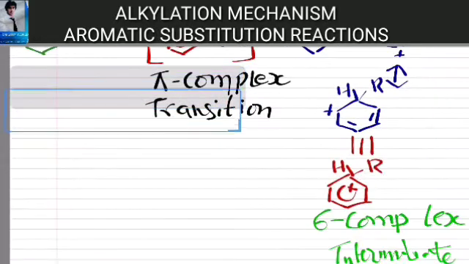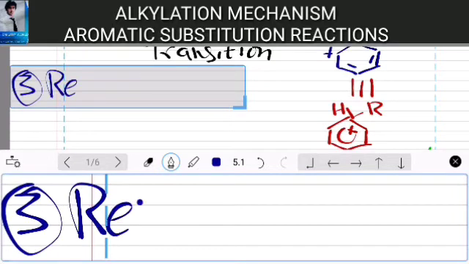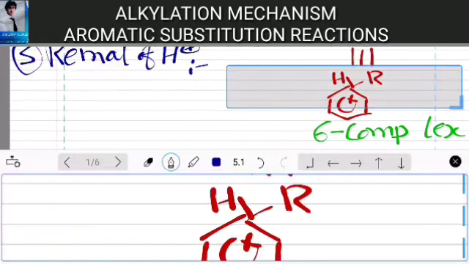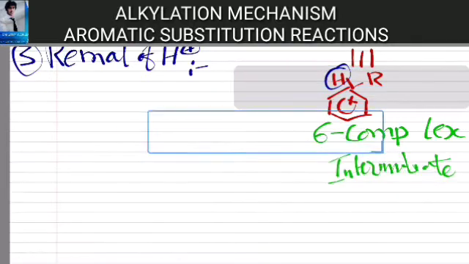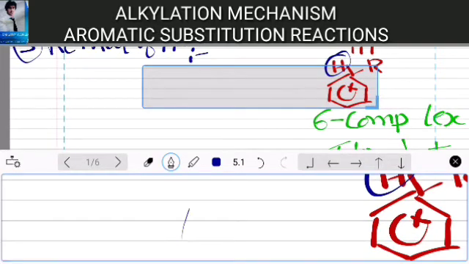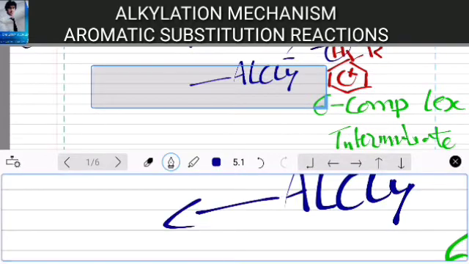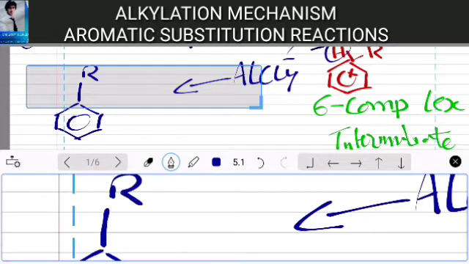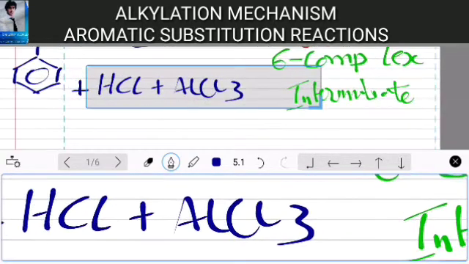So this is our second step, and now our third and the last step is removal of H positive from sigma complex. It removes H positive from this side to regain stability, to regain aromaticity, and due to the electron pulling effect of this ring. And due to the presence of base, which is made in our first step, AlCl4 negative, it attacks on an H of this, and we can get our product, which is toluene in this reaction. It is R here, plus HCl plus AlCl3, again AlCl3. The catalyst returned to its original position.